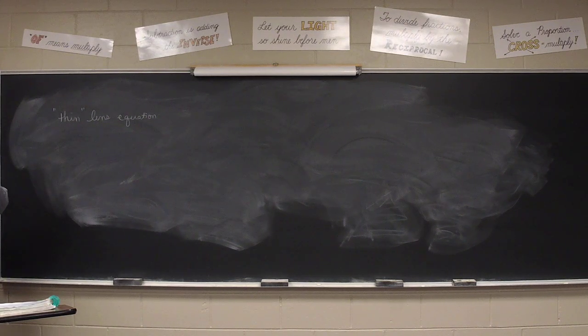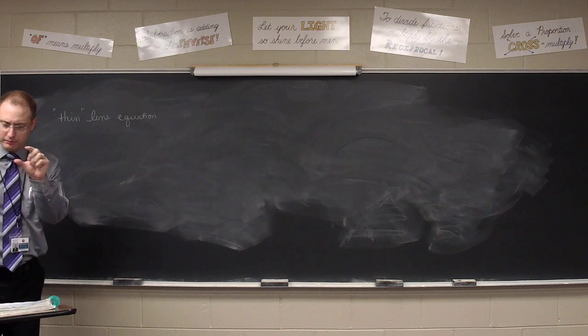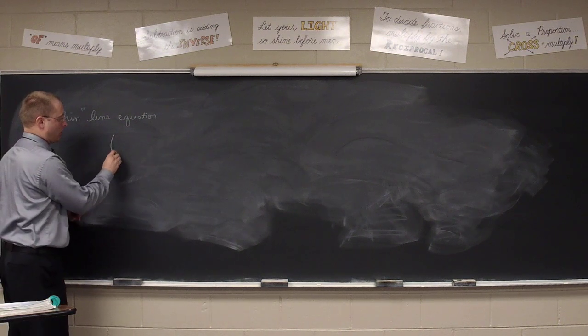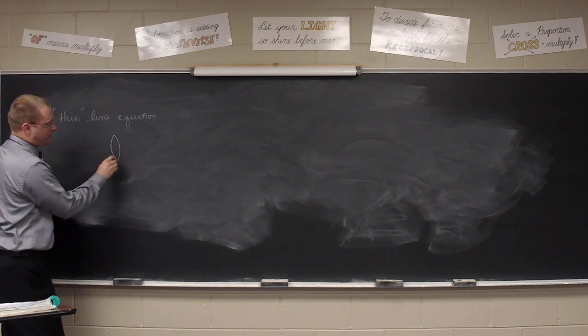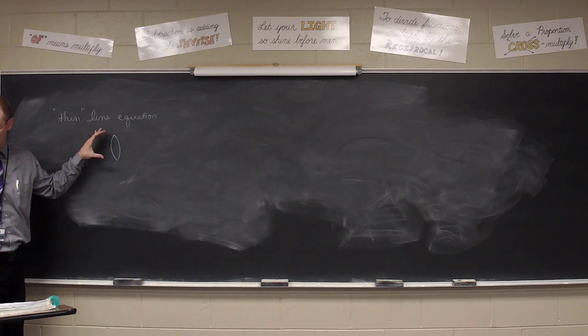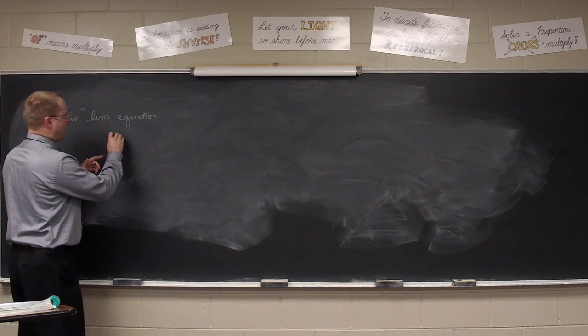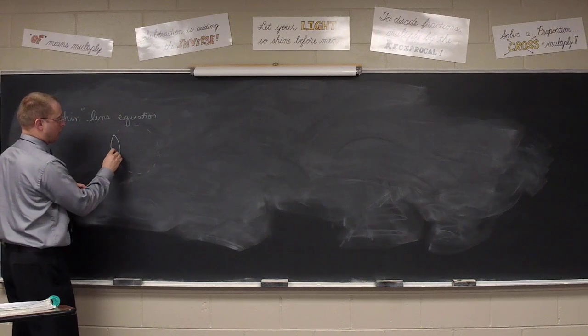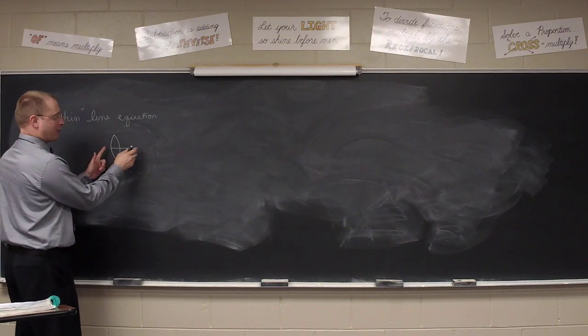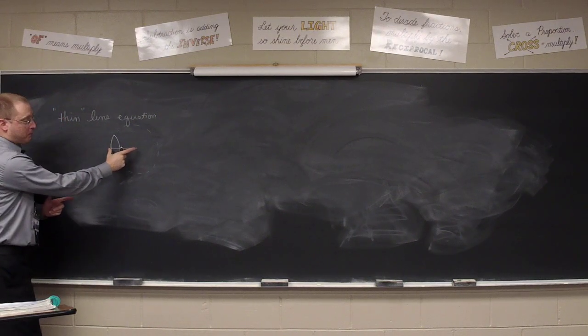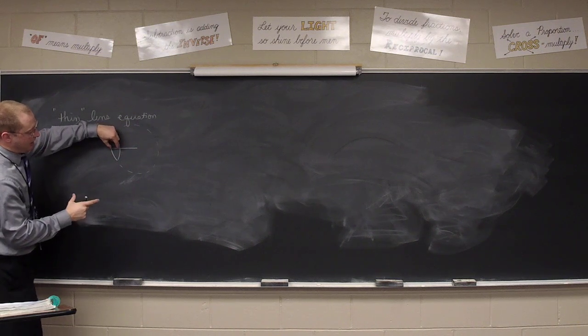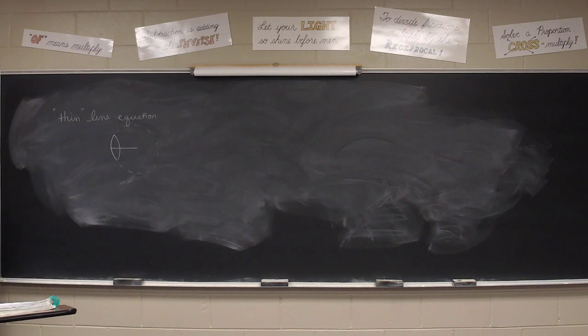Now, do you remember the short, squatty little lens that we had? If you were to actually track the radius of curvature, the radii of curvature would be about this much. The thickness of the lens is about a third of that. That's not super thin. So this particular equation wouldn't work particularly well for that squatty lens. It doesn't apply super well.